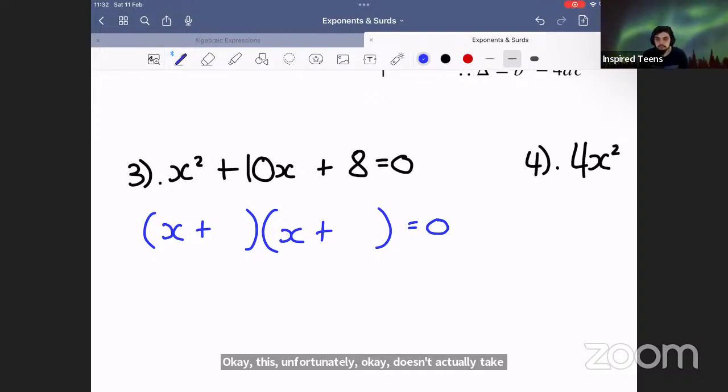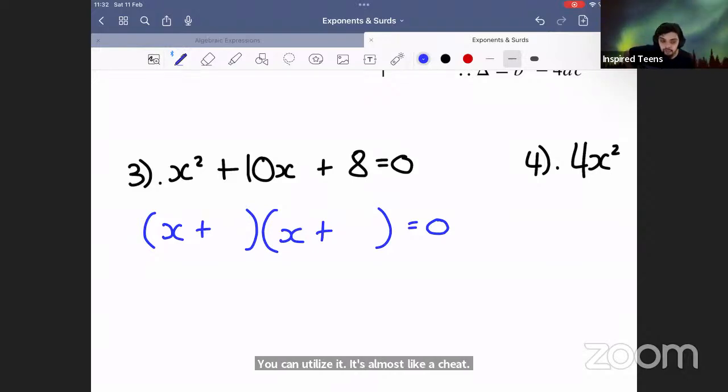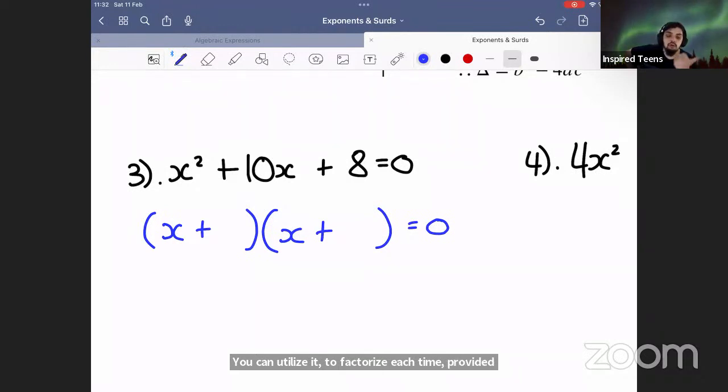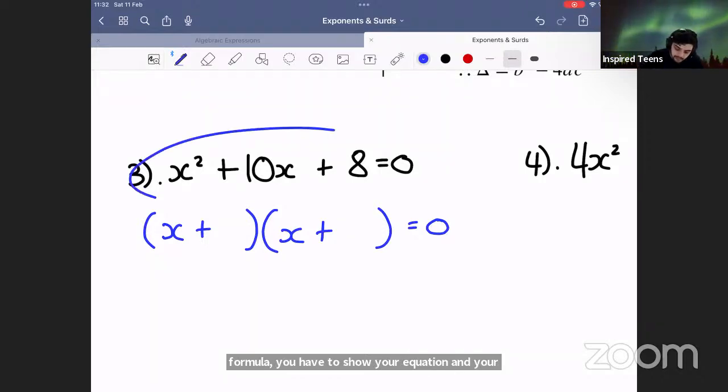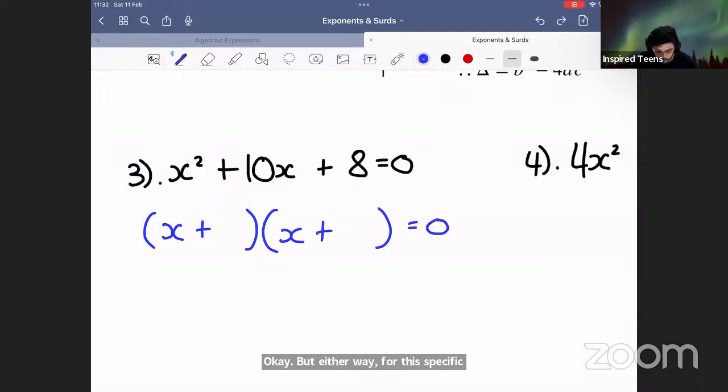In the exam, will they always give us the formula? Yes, exactly. The formula does not have to be memorized. It will be given in the formula sheet. You can utilize it. It's almost like a cheat. You can utilize it to factorize each time, but if you're not going to do factorization normally with brackets and you want to use your quadratic formula, you have to show your equation and your substitution to get your full marks.